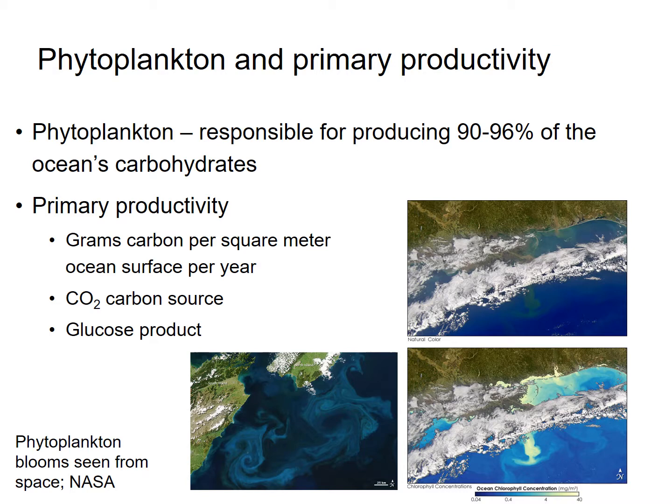Here in these satellite images from NASA, you can see these phytoplankton blooms from the air. So all these greenish colors or the turbulent or more opaque colors are areas with high productivity.